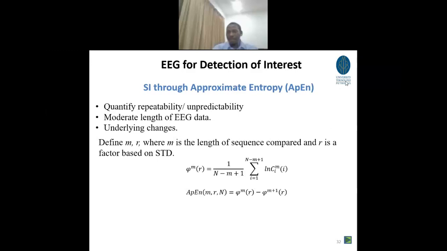Okay, so we have the definition over here. I will not spend too much time on this, but once you have the signal, there are specific ways of processing it to get this approximate entropy. We have the equation just to highlight the origin. But in practice, we just use MATLAB and get the coefficients corresponding to it.